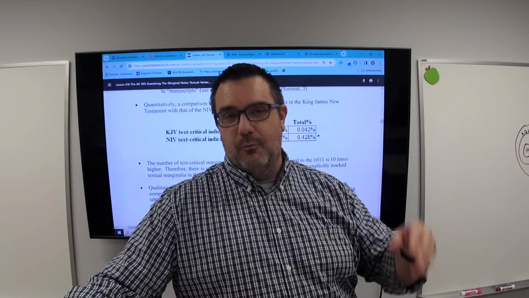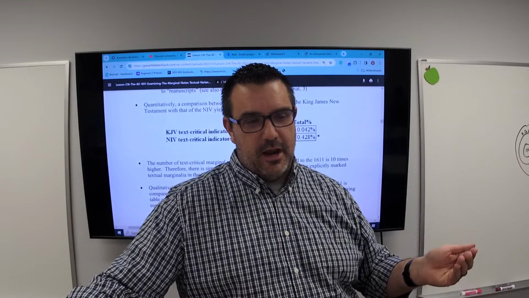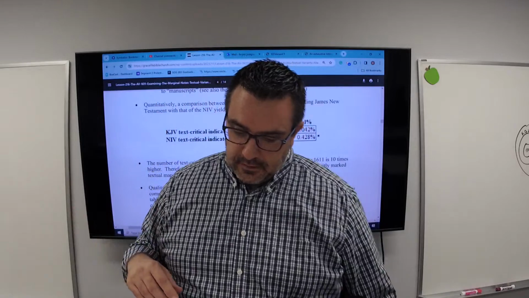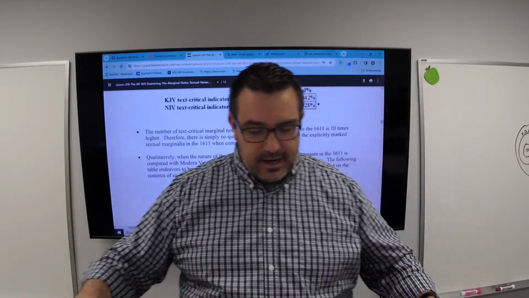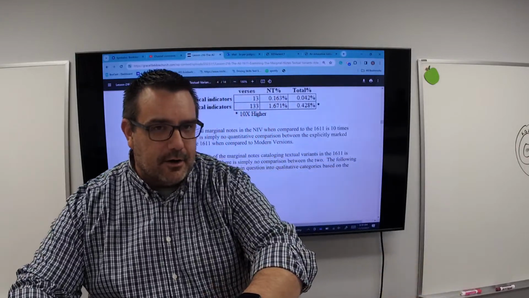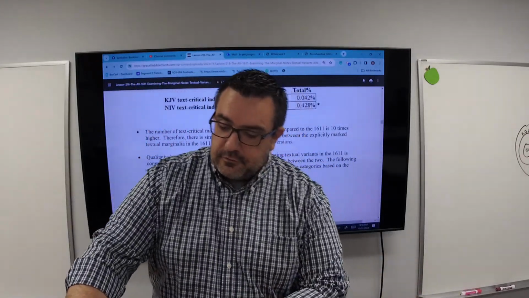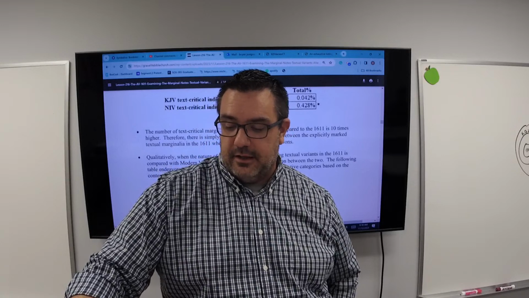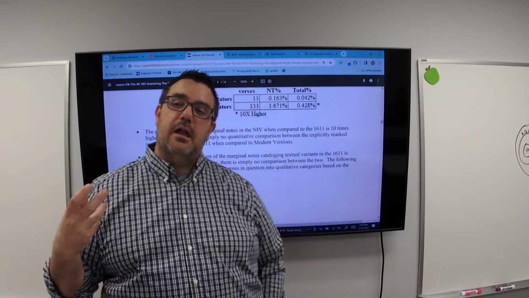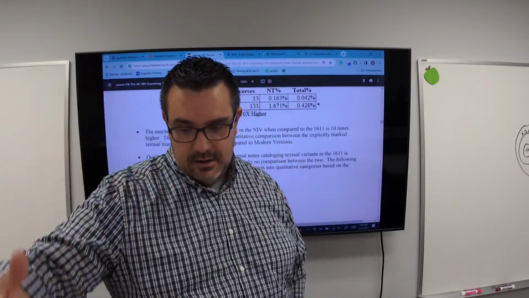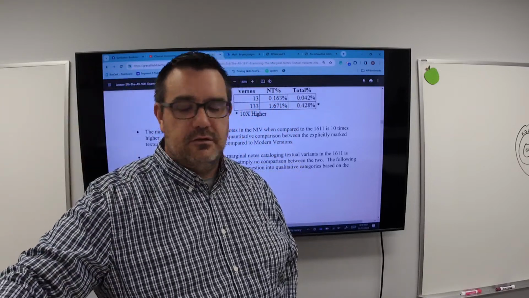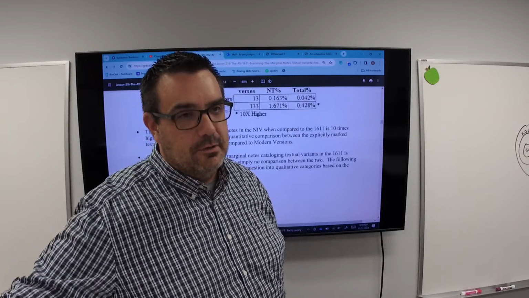Per verse too. So there are 133 verses in the New Testament of the NIV that have text critical markings, compared to 13 verses in the AV of 1611 that had text critical markings. Okay? So the number of text critical marginal notes in the NIV when compared to the 1611 is 10 times higher. Therefore, there is simply no quantitative comparison between the explicitly marked textual marginalia in the 1611 when compared to modern versions. I know I'm only using the NIV as one example here, but if you look at the rest of the modern versions, the numbers will vary, of course, but they will be similar. Okay?